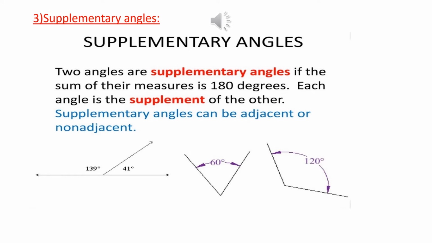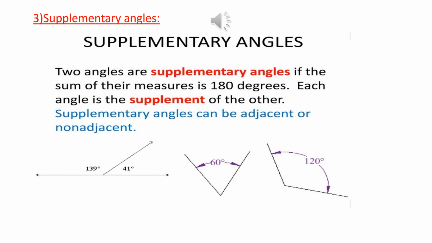Supplementary angles. Two angles are supplementary if the sum of their measures is 180 degrees. Each angle is the supplement of the other. Supplementary angles can be adjacent or non-adjacent. Example, in the first figure, 139 plus 41 equals 180. These two angles are adjacent supplementary.